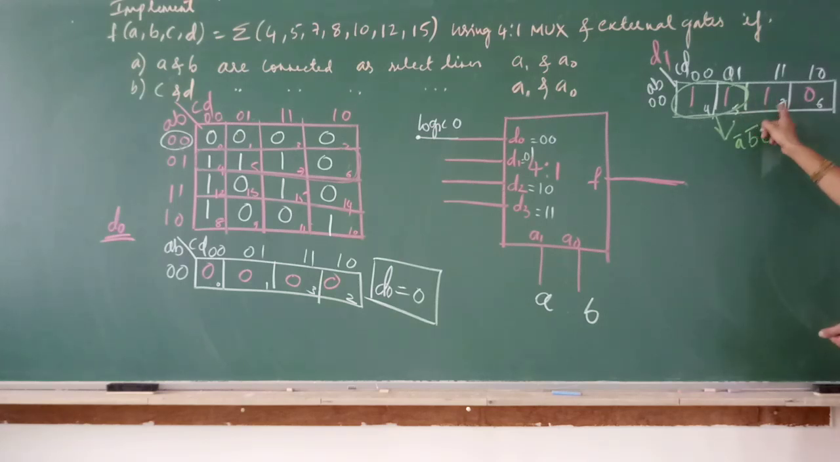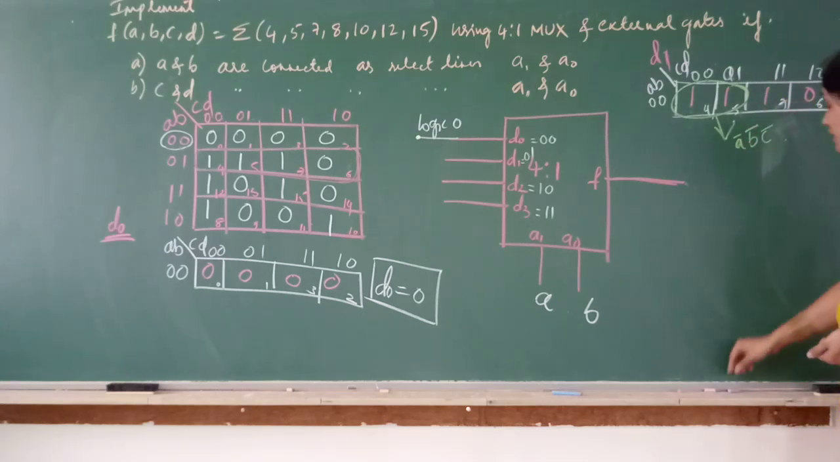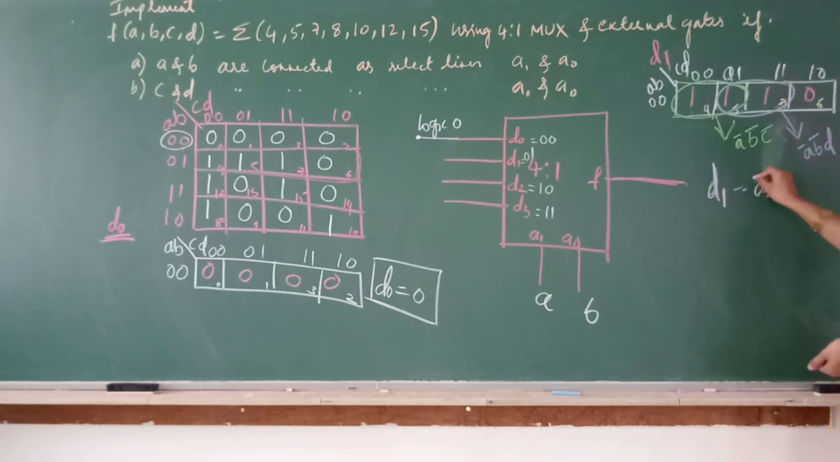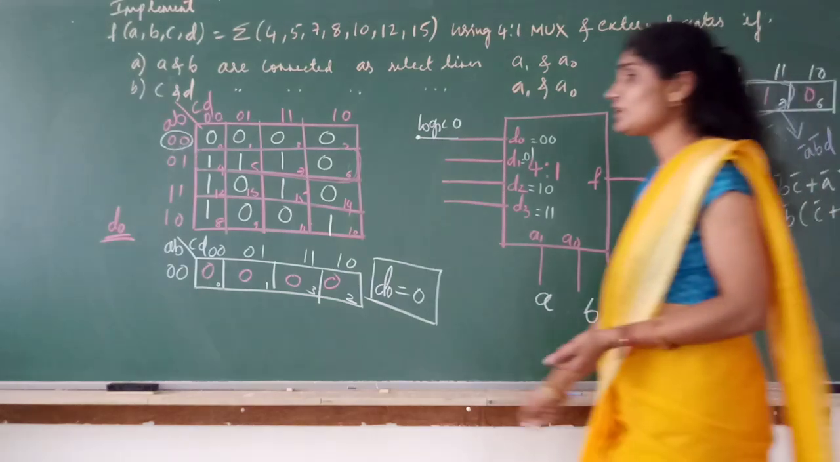Next, how will I group 7? 7 is adjacent to 5. So, can I group 7 and 5? Yeah, I can group 7 and 5. If I group 7 and 5, what is the equation I get? A bar, B bar and C is cancelled, D. A bar, B bar, D. So, what is the equation? D1 is equal to A bar, B bar, C bar plus A bar, B bar, D. Okay? So, you can take A bar, B bar common. So, this will be C bar plus D.